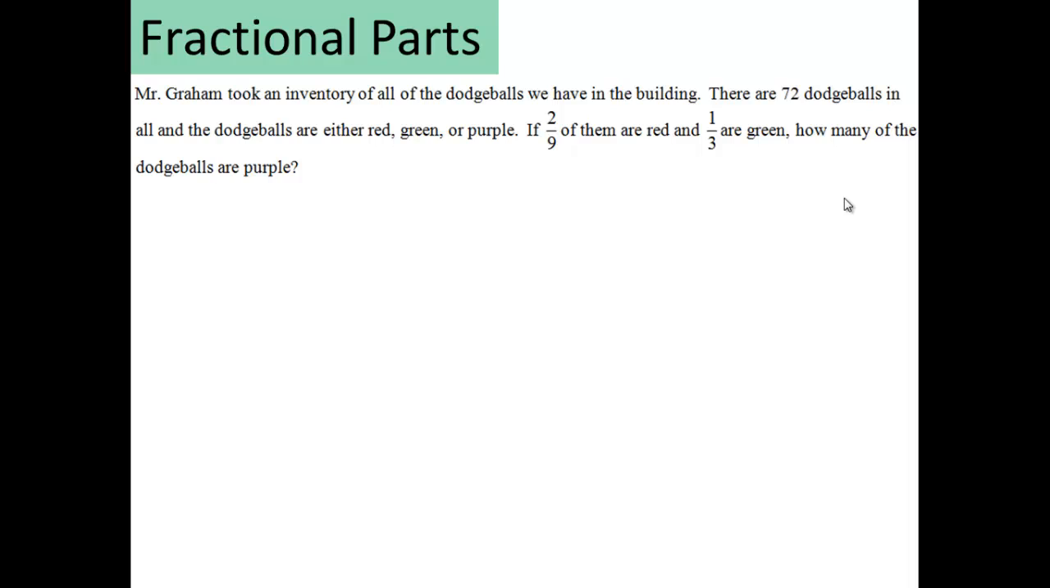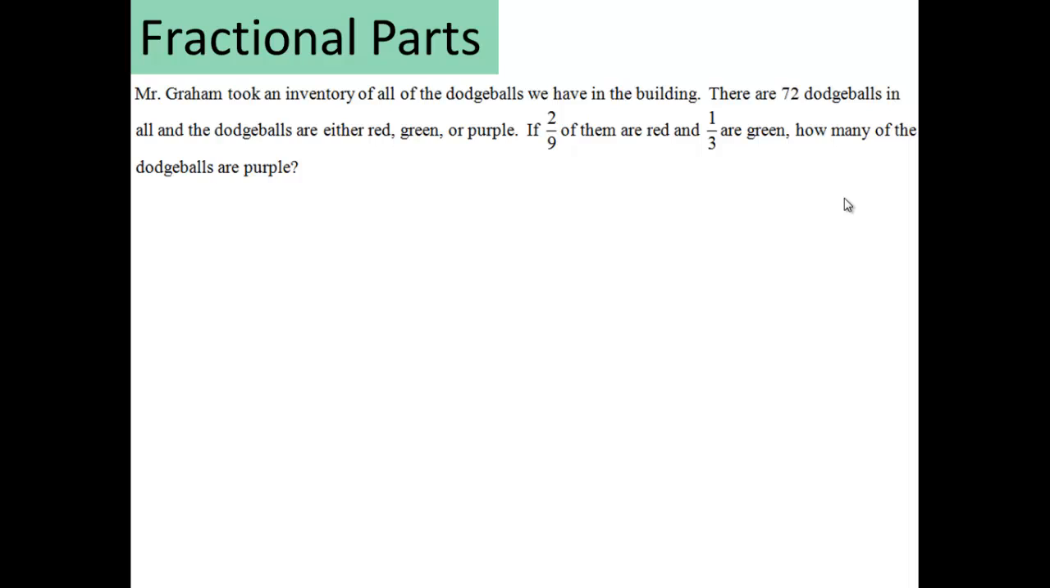Mr. Graham took an inventory of all the dodgeballs we have in the building. There are 72 dodgeballs in all, and the dodgeballs are either red, green, or purple. If 2/9 of them are red and 1/3 are green, how many of the dodgeballs are purple?